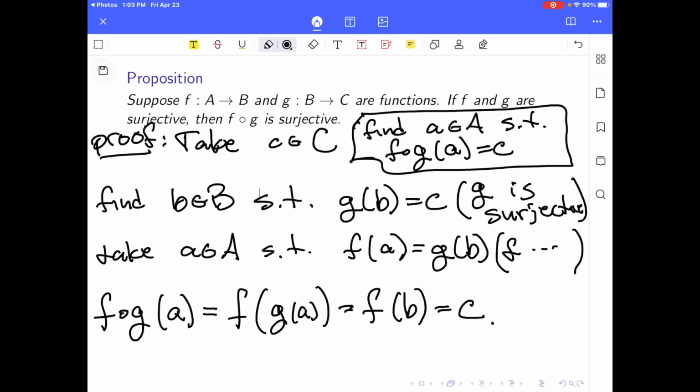which is equal to c. So looking at what we have, we've taken an arbitrary element of the codomain, and then we've constructed an element of the domain that gets mapped onto that element of the codomain by our composition. So that means that F composed with G is surjective, which is exactly what we wanted to show. And that's a good place to stop.